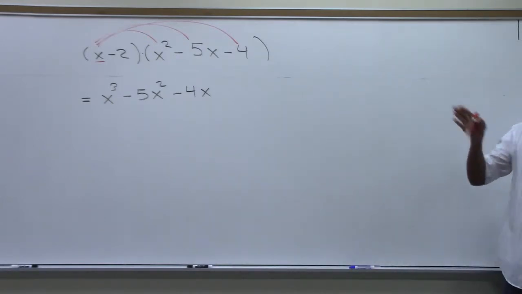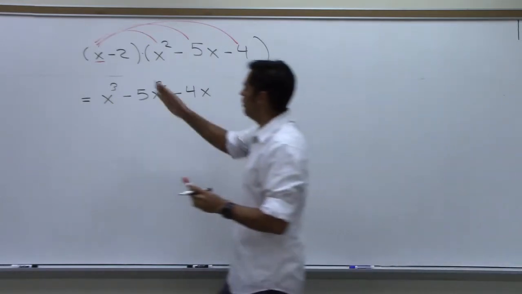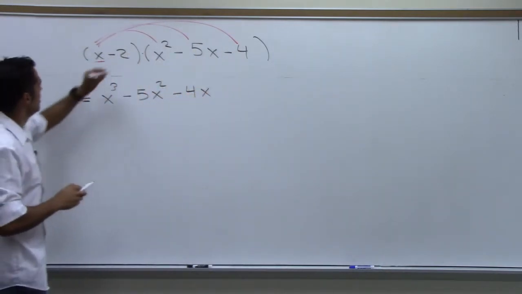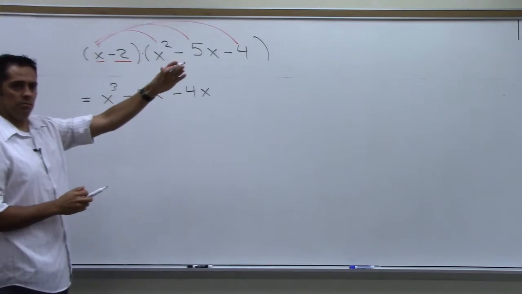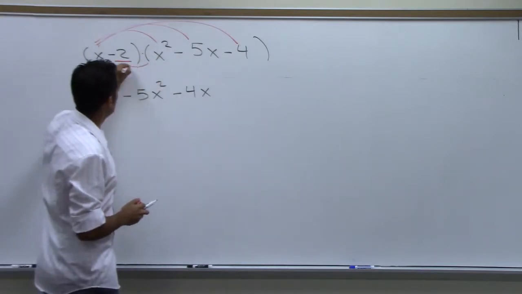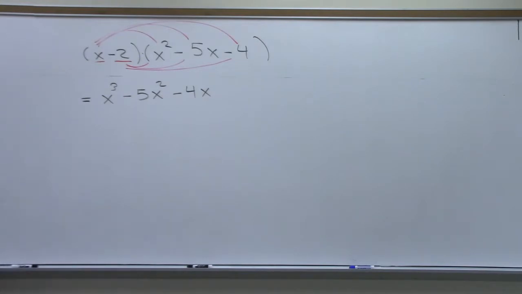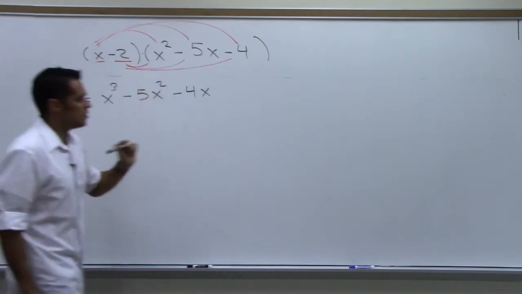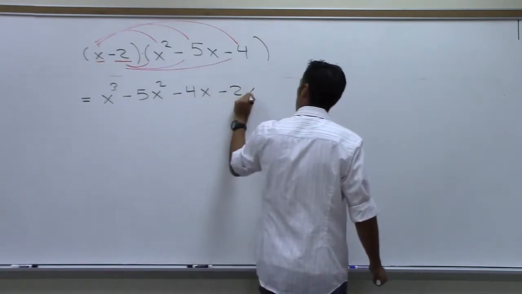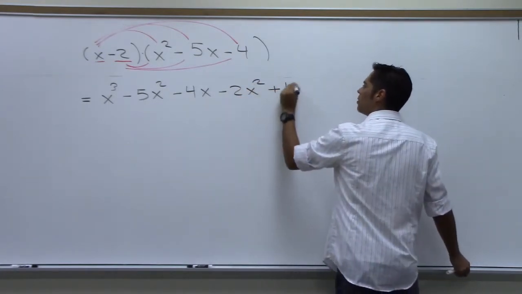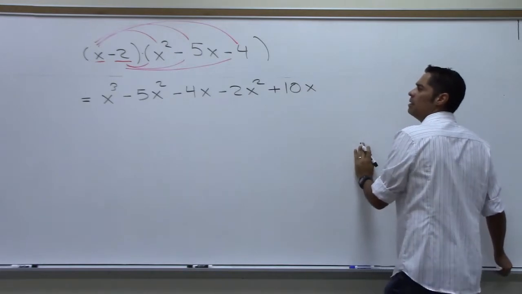Once you have exhausted the first one, meaning you've passed it through to all the terms, you move to the second term here and you pass it through. I'm going to do these on the bottom because they're easier to see. So negative 2 times x squared is negative 2x squared. Then what? Plus 10x, good. Careful with those signs. Plus 8.